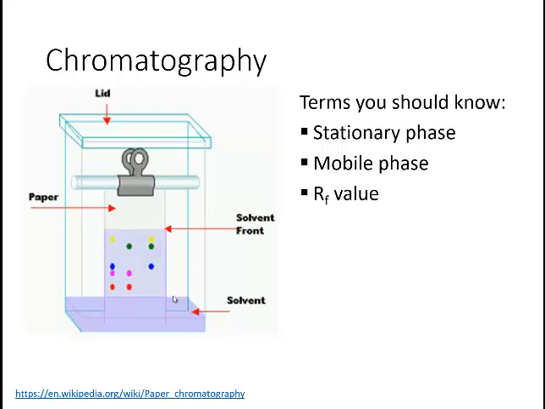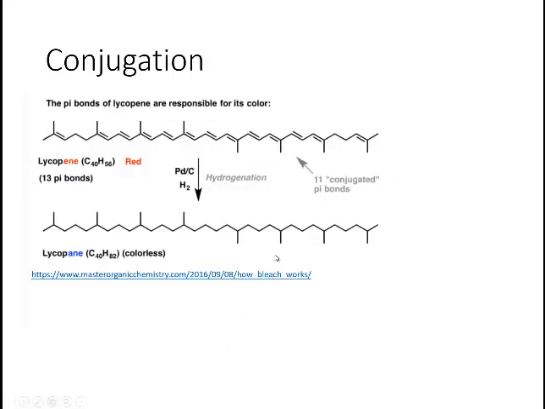We've figured out how chromatography works to separate things based on polarity. It's really helpful when the substances we're separating are colored because then we can easily see them. It's possible to do chromatography with things that are not colored and use different ways to visualize the spots. But fortunately for spinach, our pigments are colored, right? And they're colored because of something called conjugation.